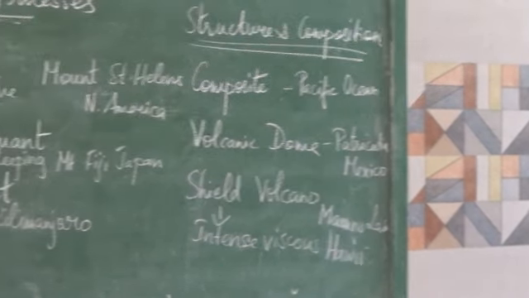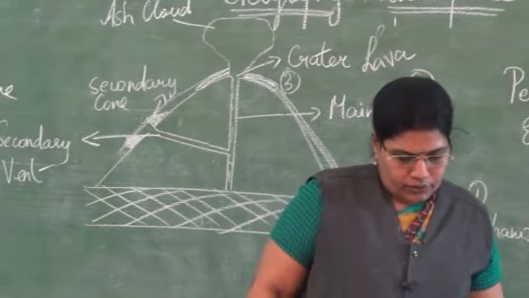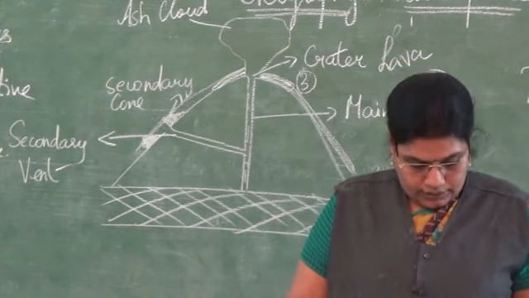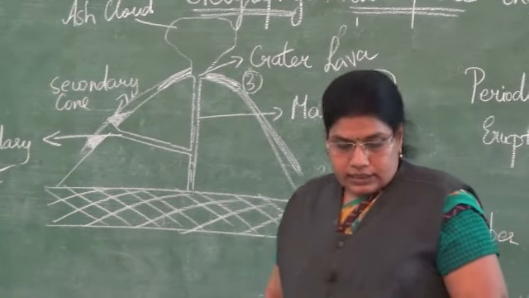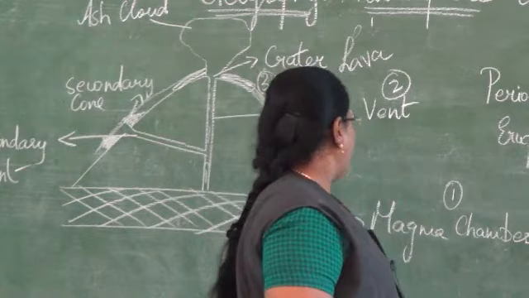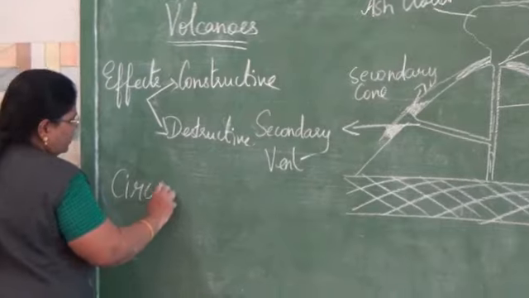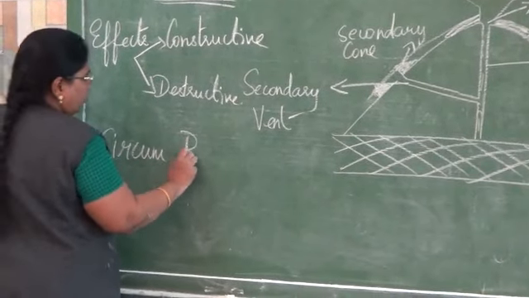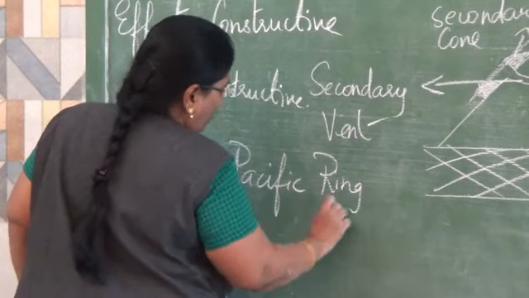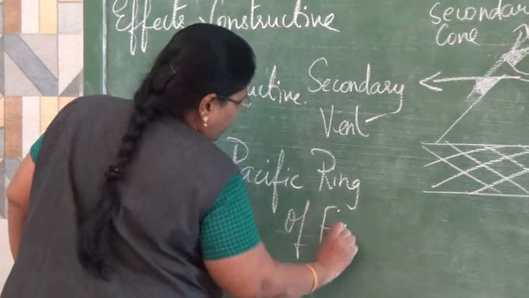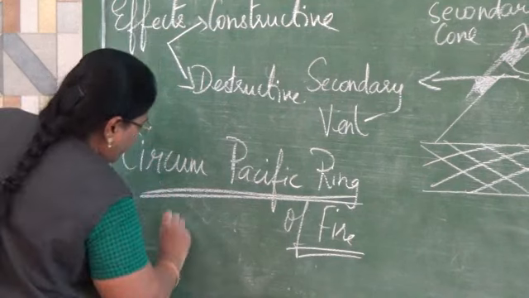Distribution of earthquakes and volcanoes. Most of the earthquakes and volcanoes do not strike randomly but occur along the plate boundaries. One such area is the Circum-Pacific Ring of Fire, otherwise called the Pacific Rim.